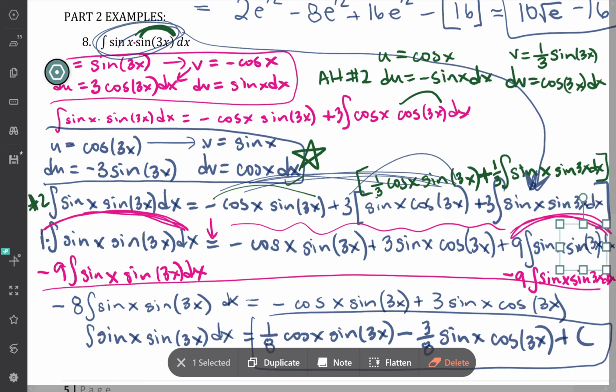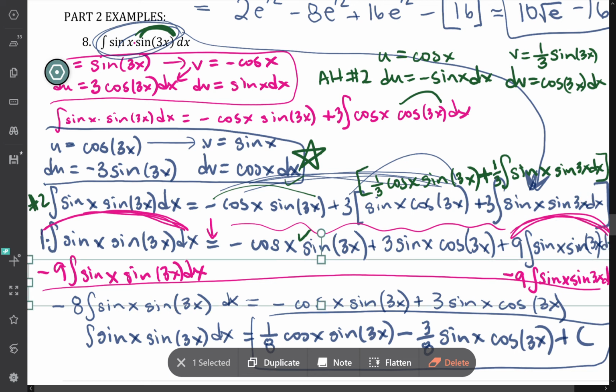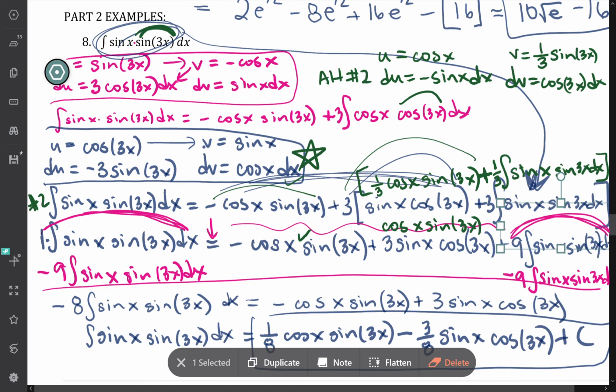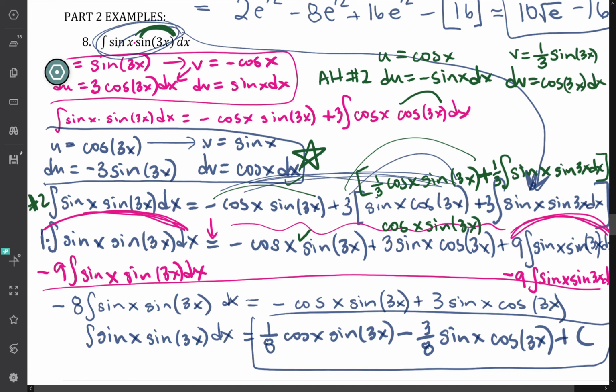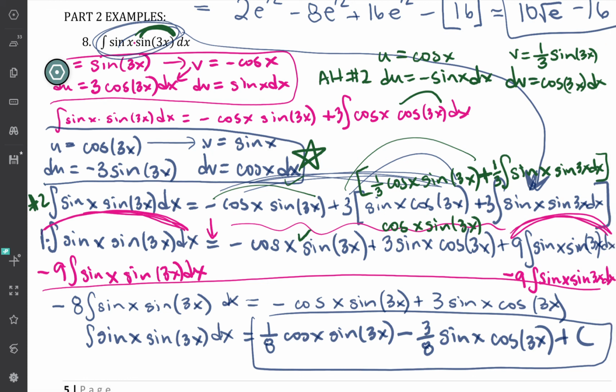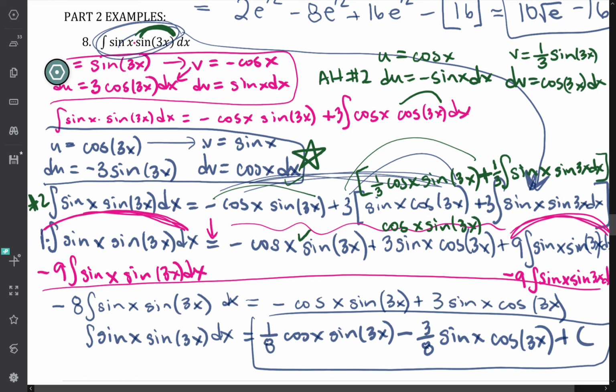So notice in the next step, this again would stay the same, that was fine. When I multiplied the 3 by the 1/3, I would just get cosine x sine 3x, and then I multiply the 3 in here, and I would end up with a 1. Okay, I end up with a 1 times the integral of sine x sine 3x.